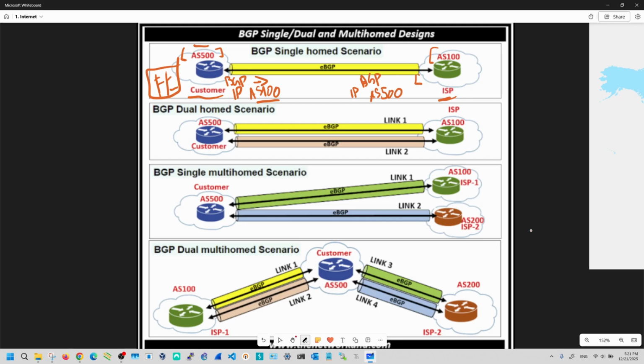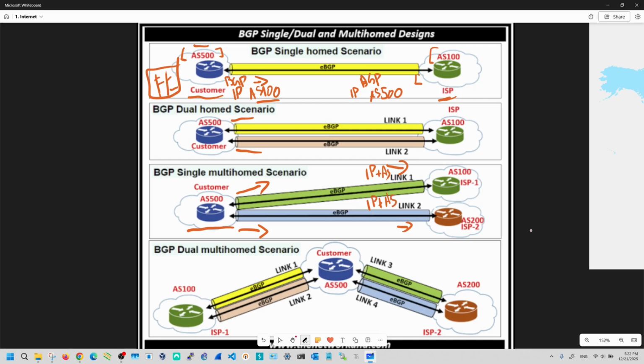If you wanted to make this link a bit more resilient, you would have a so-called dual home scenario. You will have two links on two different routers to the same internet service provider. This scenario here is a bit more resilient. You would have a single link, each leading to a single service provider. Again, to their IP address plus autonomous system number. IP address plus autonomous system number.